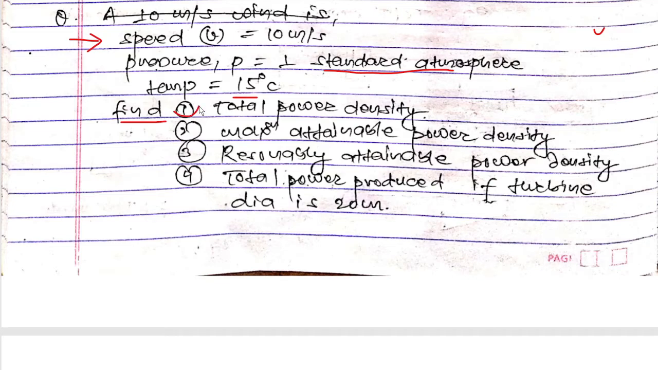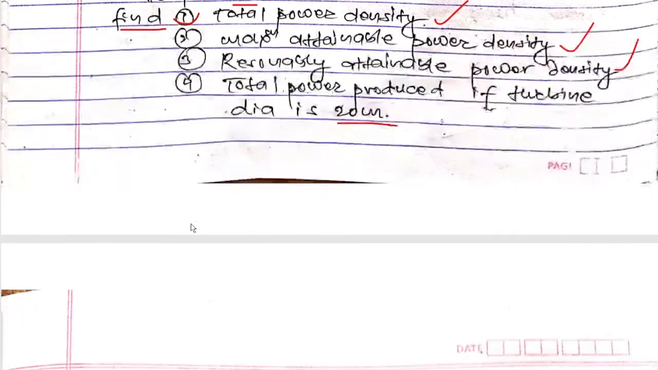first one is the total power density. Similarly, in the second step we have to calculate the maximum attainable power density, and in the third we have to calculate the reasonably attainable power density, and in the fourth we have to calculate the total power produced if the turbine diameter is 20 meters. So let's see the solutions.